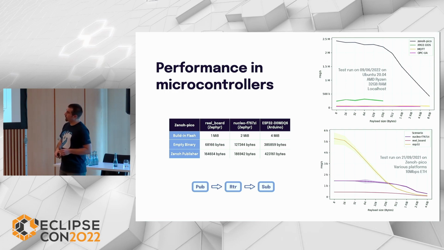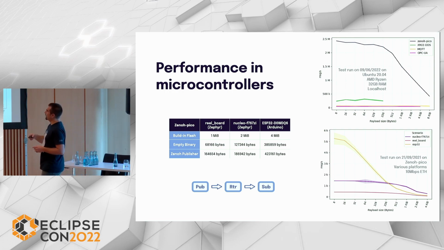On microcontrollers, with Zeno Pico, you have here some numbers of memory usage. Depending on the platform, you have already the OS, which brings some memory usage. You have the binary itself, so an empty binary with just a Zeno session brings some extra overhead, and then here you have the overhead of just declaring a Zeno publisher.